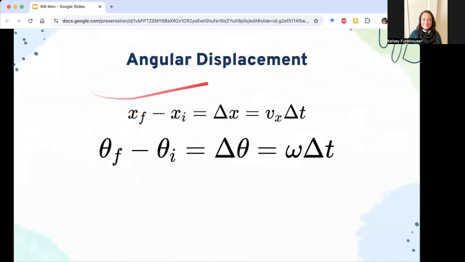So angular displacement, we've already talked about it, but again, just to lay it out clearly, it is the same thing as the linear displacement. It's just the final angle minus the initial angle is the angular displacement, and that's also equal to the angular velocity times the time interval. And sorry, I didn't say this already, but the angular velocity is this curly w, which is omega, lowercase omega.